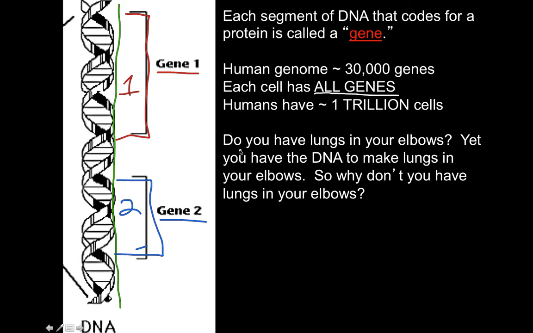Do you have lungs in your elbows? No, last time I checked, you only have lungs in your chest. Yet, at the same time, you have the DNA to make lungs, you have the genes to make lungs in your elbows, right? Because we said each cell has all 30,000 genes. So the genes to make lungs you have at your elbows. So my question to you is, if you have the genes to make lungs in your elbows, how come you don't have lungs in your elbows?